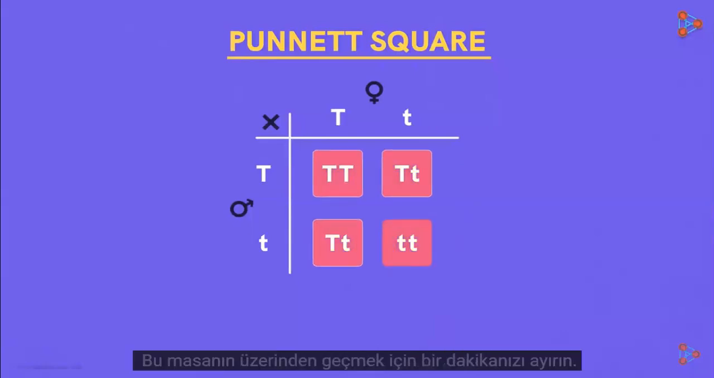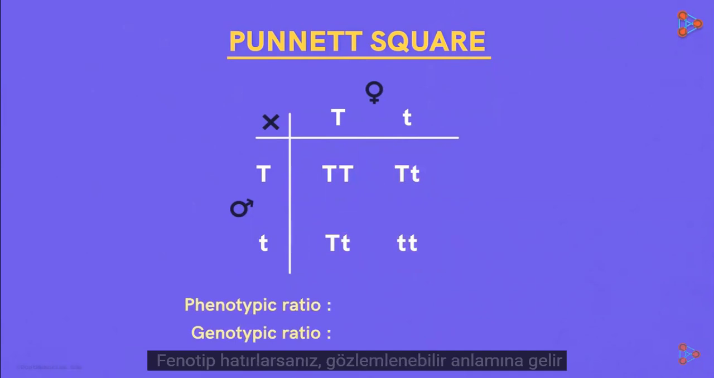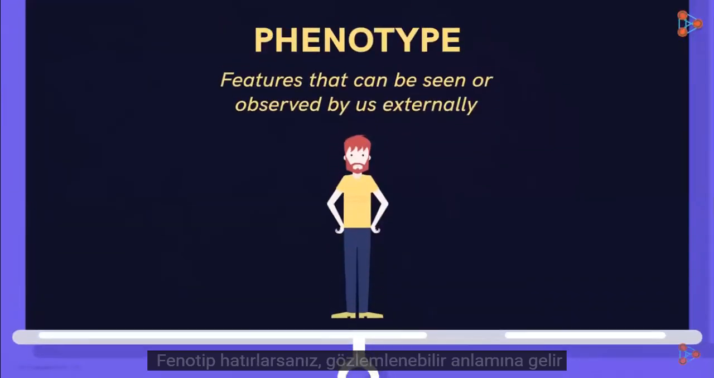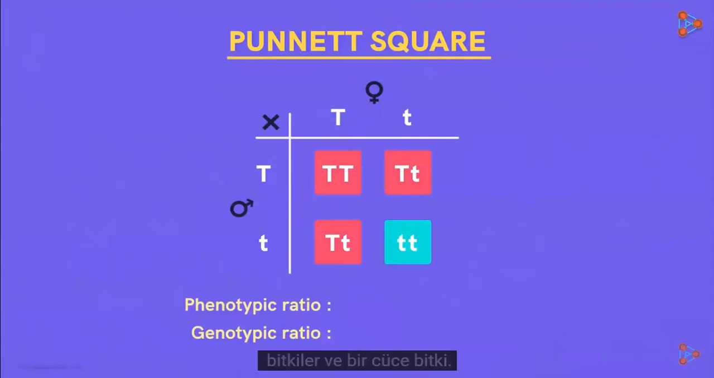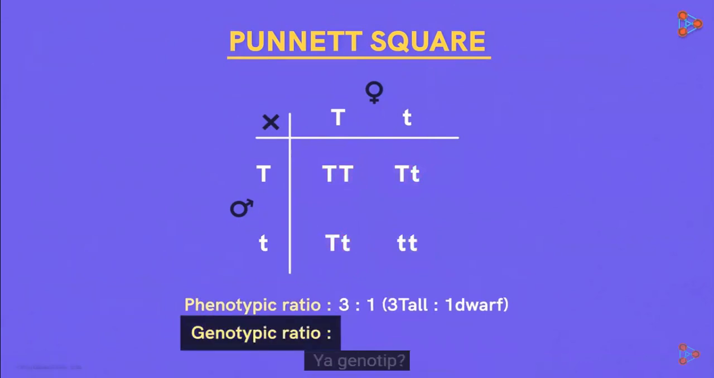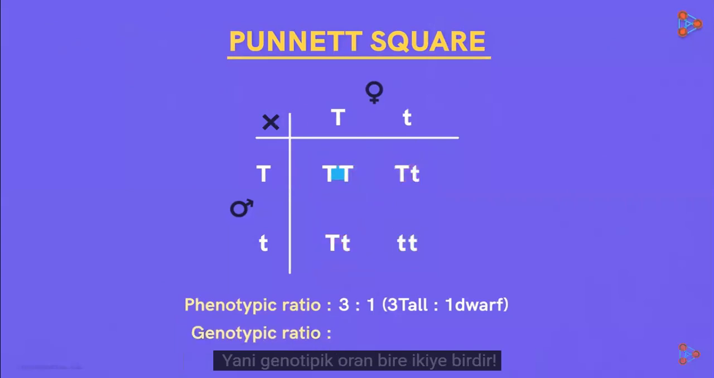Take a moment to go through this table. Can you find the phenotypic and the genotypic ratios here? Phenotype, if you remember, refers to the observable physical properties. We can clearly see that there are 3 tall plants and 1 dwarf plant. So the phenotypic ratio is 3:1. What about the genotype? There is 1 homozygous tall case, 2 heterozygous tall cases, and 1 homozygous recessive case. So the genotypic ratio is 1:2:1.